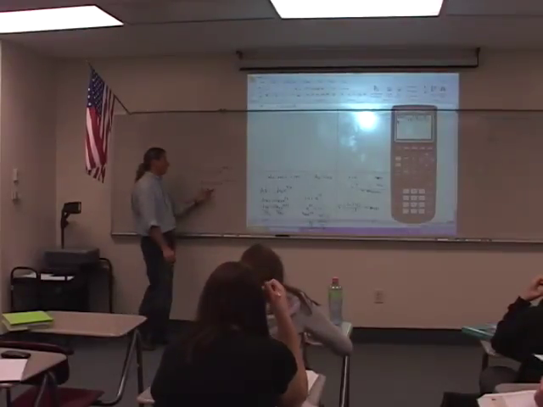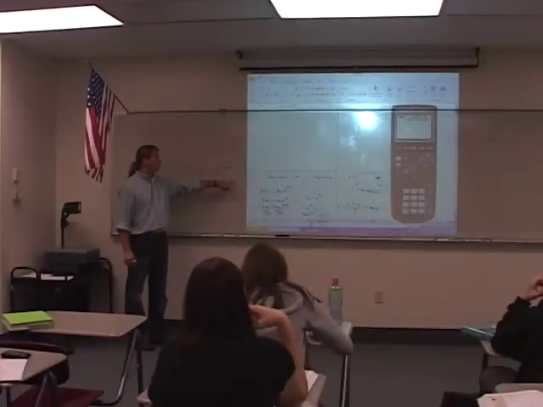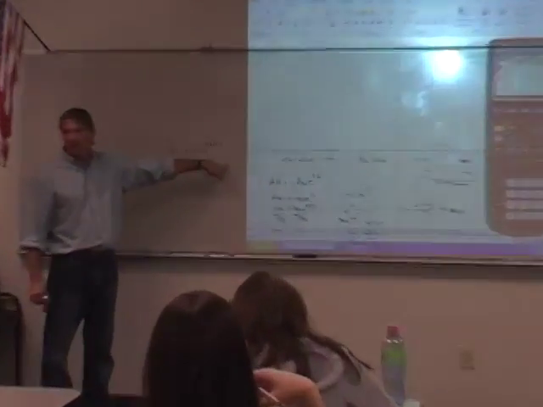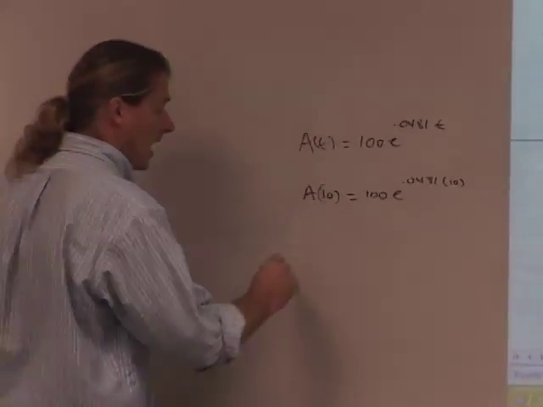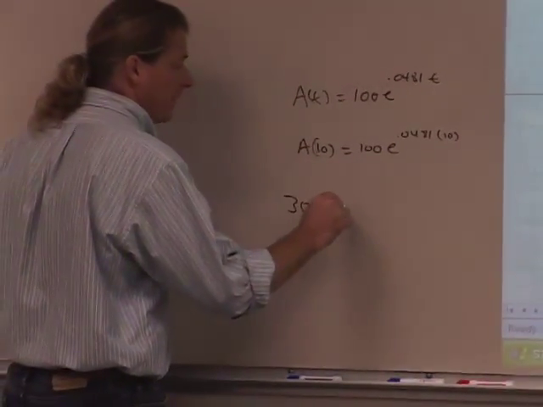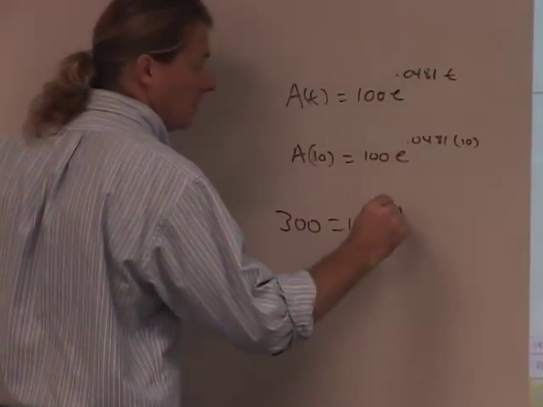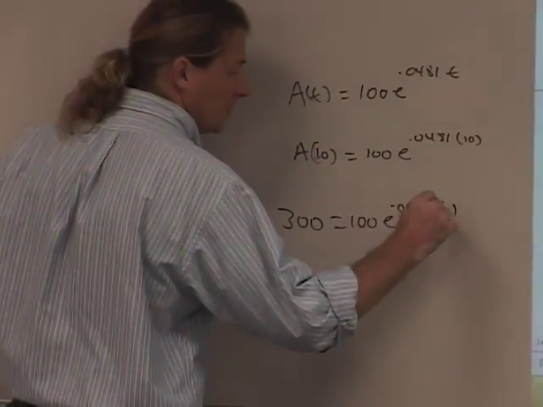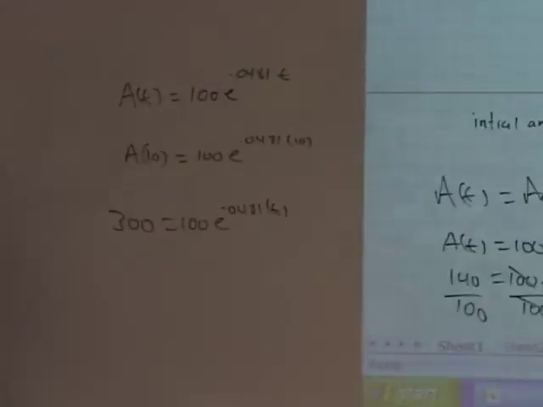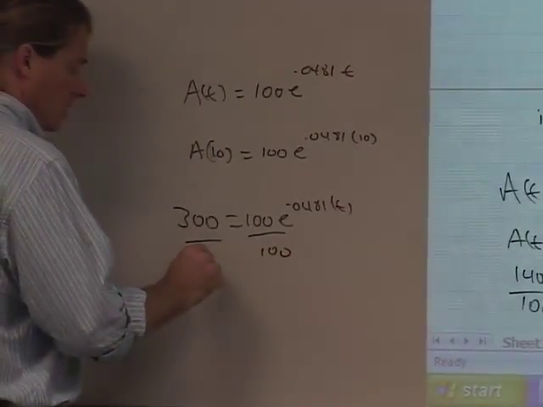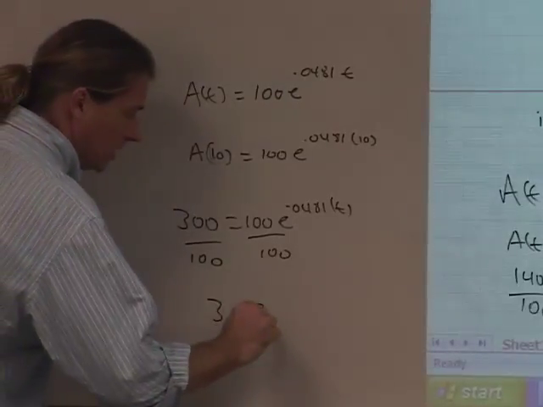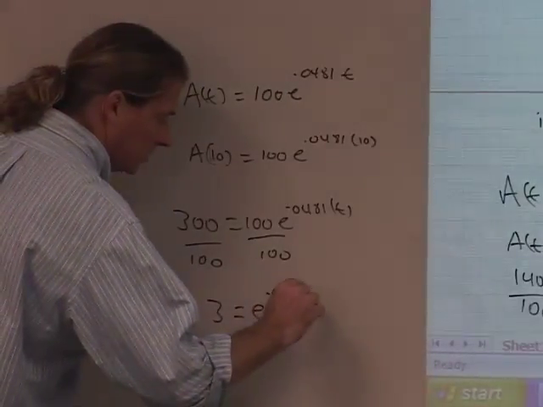So that's when we take the model. Instead of putting in, I'm not looking for 300 days, right? I'm looking for 300 aphids. So that means it goes outside. 300 aphids happens when, well, at what time? So basically I'm solving this equation for t now. I need to get e all alone, so I'll divide both sides by 100 to have 3 equals e to the 0.0481 times t.